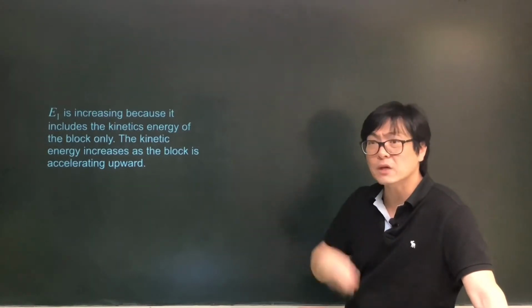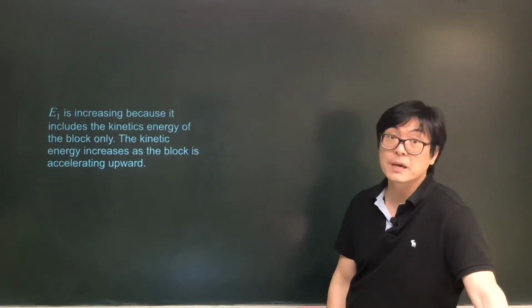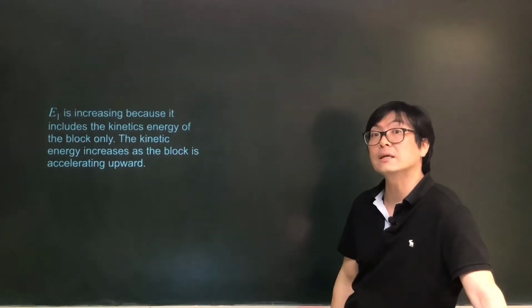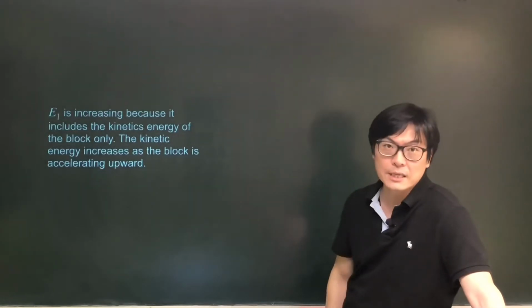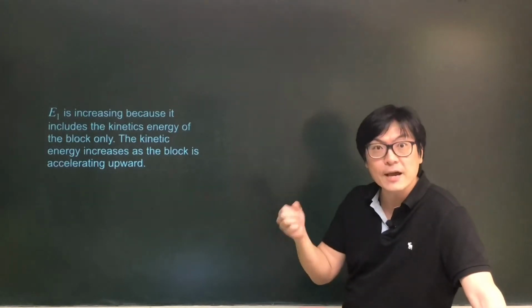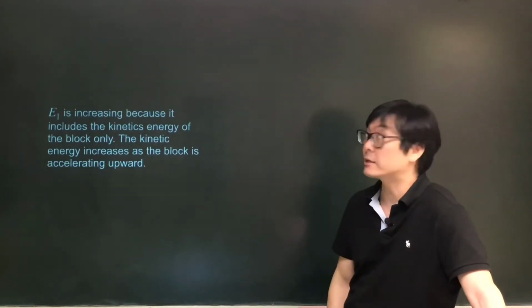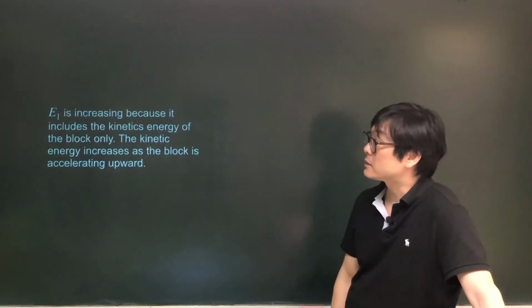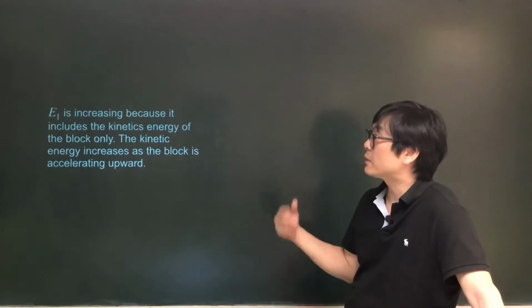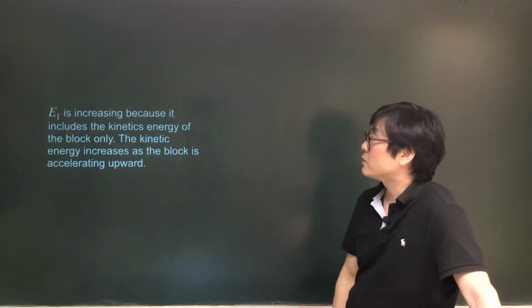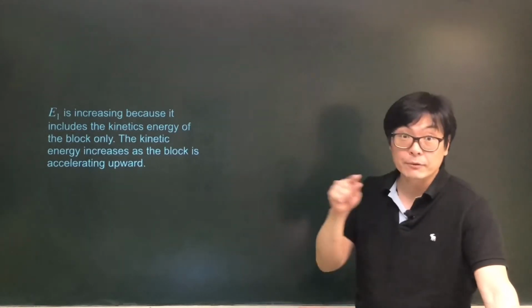Where the kinetic energy is coming from doesn't matter. It's coming from outside. In our system, we only focus on the block only. So we have a kinetic energy only. While the block becomes faster, speeding up, the kinetic energy just increases. So that's E1. E1 is increasing because it includes the kinetic energy of the block only. The kinetic energy increases as the block is accelerating upward.